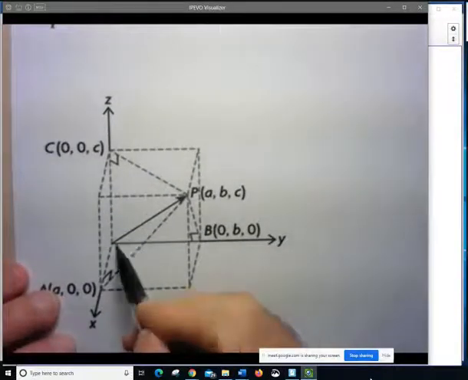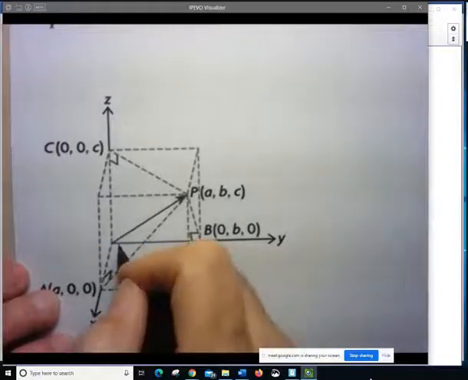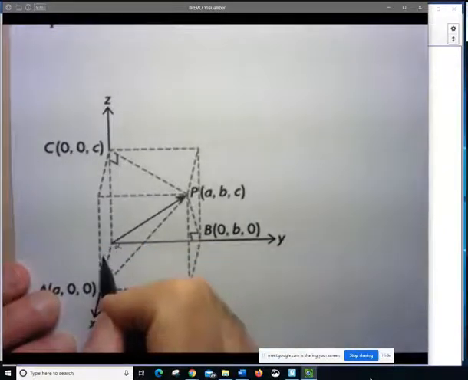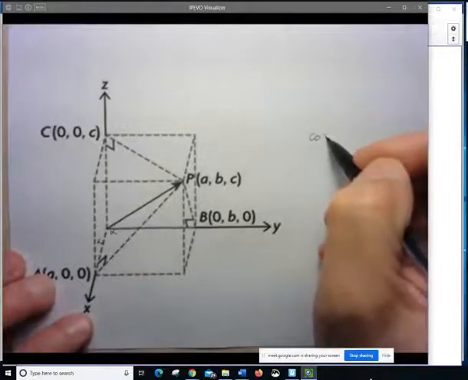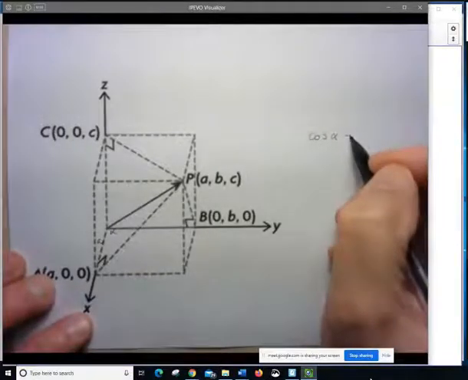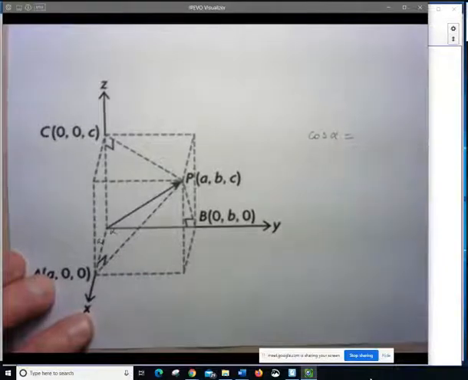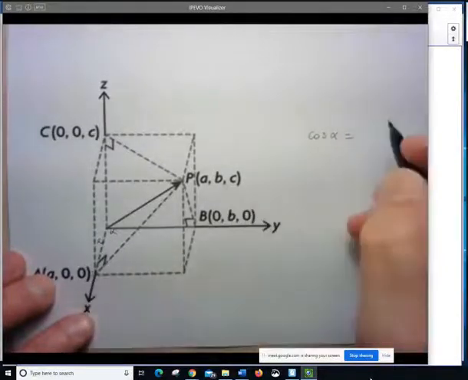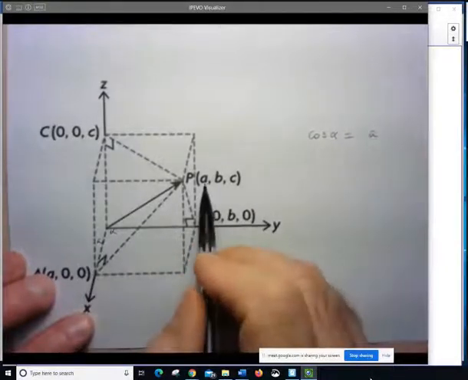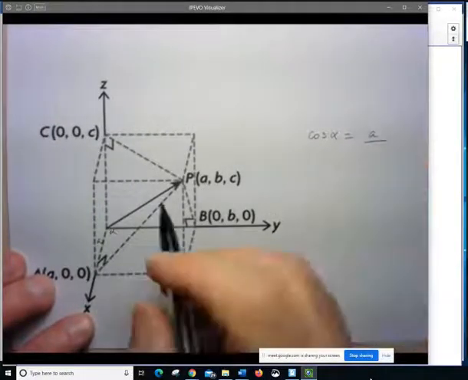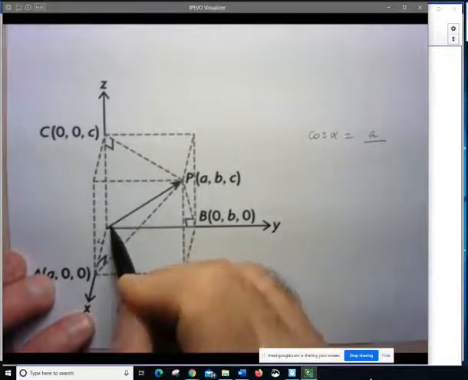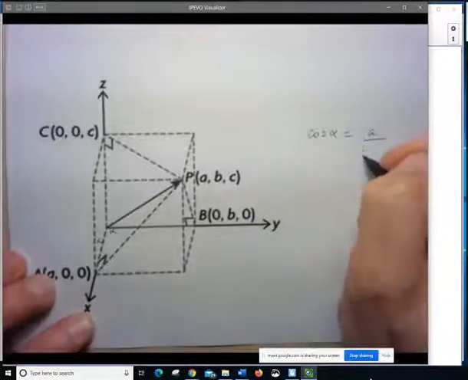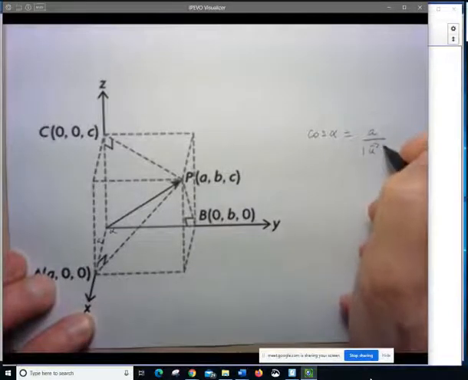Well, again, if I take this here with the angle alpha, this side length A is just the adjacent side. So we can say that cosine of alpha is equal to, well, the adjacent A. Notice it's the x component of my vector over, well, what's the hypotenuse? Well, it's just the length of the vector, which of course means the magnitude of the vector.